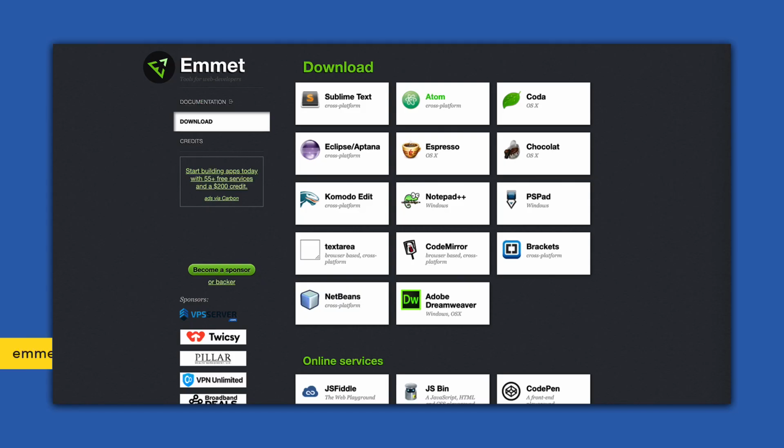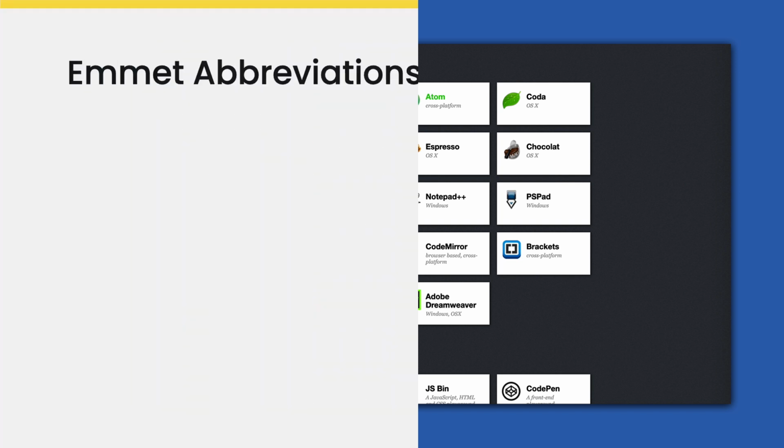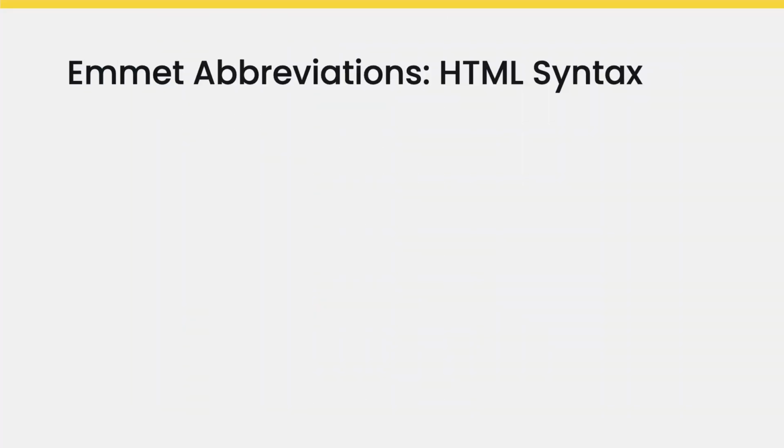To install the plugin, go to emmet.io to see what editors can be used with Emmet, as well as the download instructions. Now, whether you're using VS Code, Sublime Text, or any other editor with the Emmet plugin installed, the abbreviated code will be the same. So now that we've seen some basic autocompletion features, let's continue with a few more Emmet-specific HTML abbreviations.